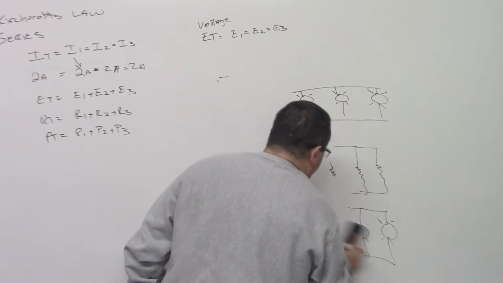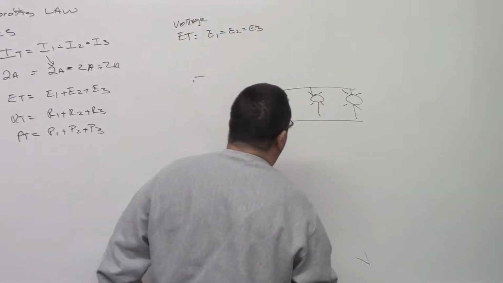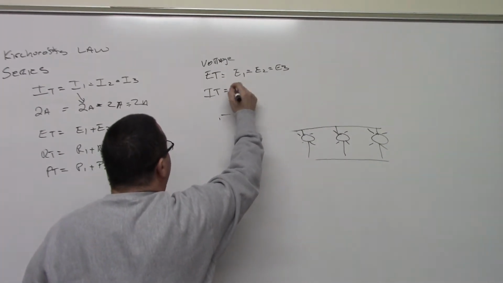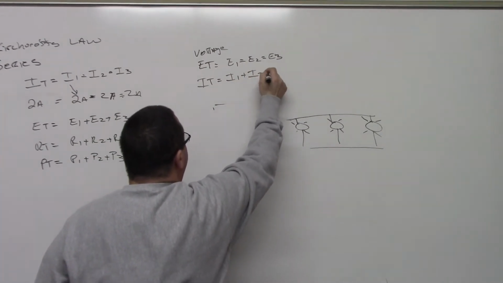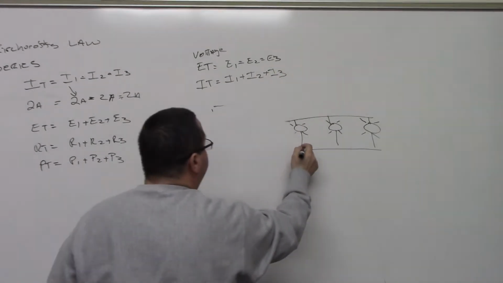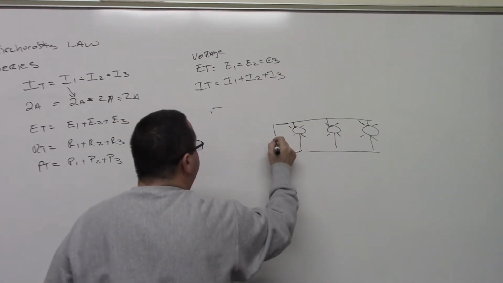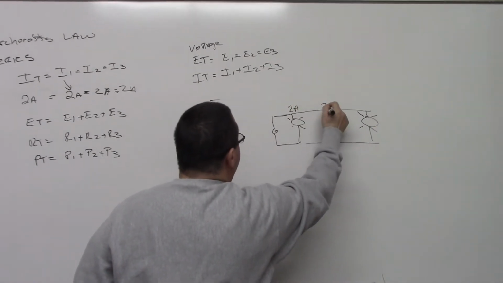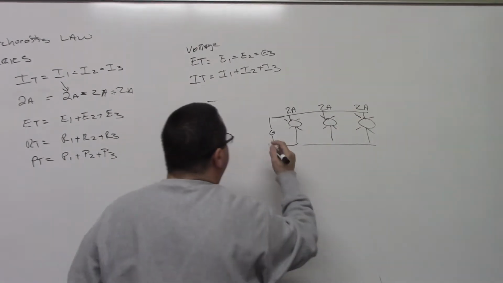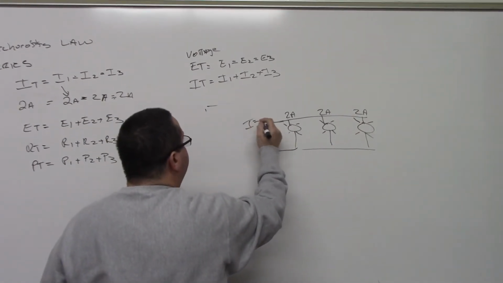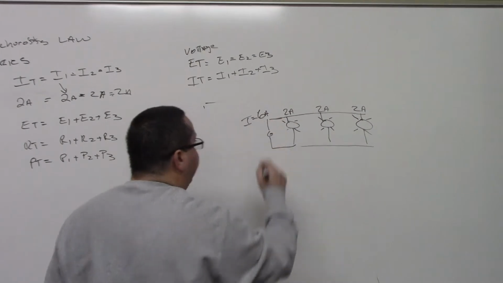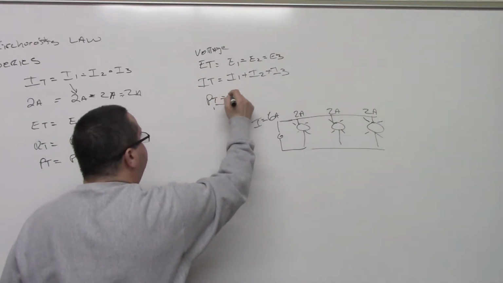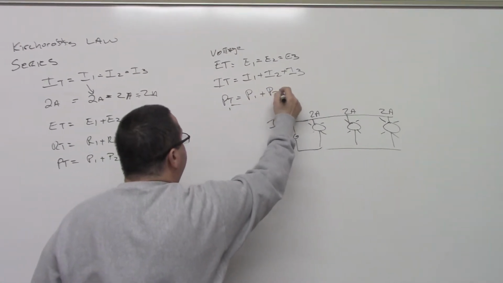What also you need to know, IT, and I'll leave this up, IT is additive. The total current is I1 plus I2 plus I3. So an example is, here's my generator, whatever you want to have. If this is 2 amps, this is 2 amps, and this is 2 amps, the total IT will be 6 amps, right? Very simple. And same thing with power. Power, PT, is equal to P1 plus P2 plus P3.